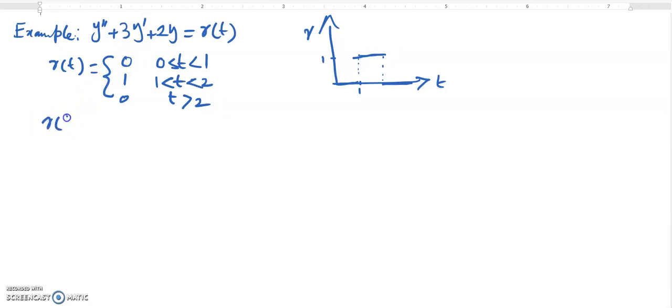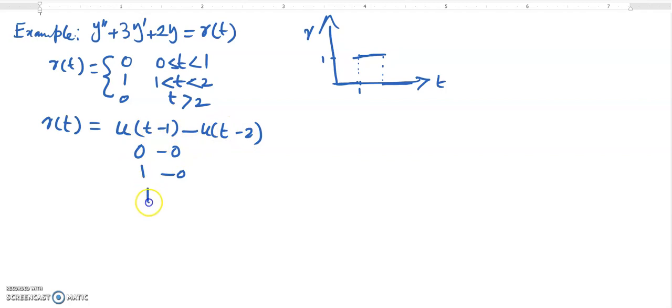This function can be represented in the unit step format as u(t minus 1) minus u(t minus 2), because it has two intervals. You can see that if t is less than 1, both are 0, so it is 0. If t is between 1 and 2, this is 1, this is 0, so 1 minus 0 is 1. And if t is greater than 2, both are 1, and 1 minus 1 is 0. Anyway, so we have just checked it.